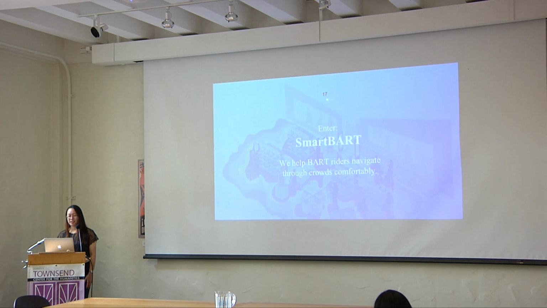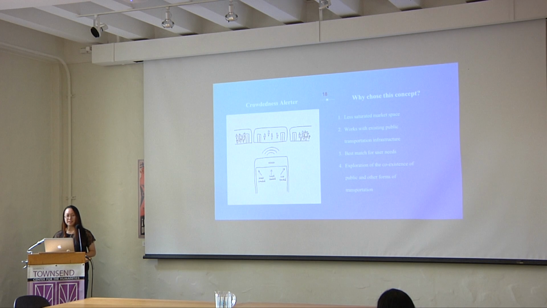The solution we came up with is called SmartBART. SmartBART is a mobile app that we came up with to help people navigate the BART system more easily. They can figure out which line is the most crowded, track their progress on the BART map, and easily share their ETA with people. Some of the reasons why we chose this idea was that since BART is existing infrastructure, we decided that we could leverage that by working with our mobile app. And we thought it was our best match for our user needs, addressing this issue of crowdedness.